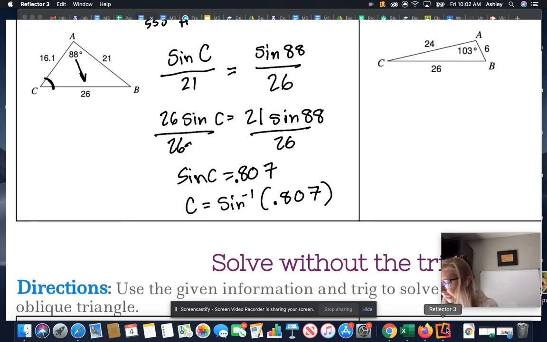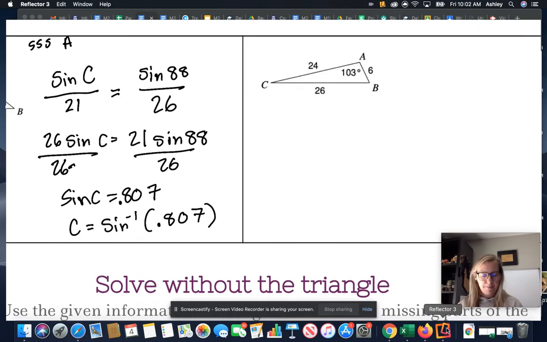So now I'm going to do second sine, or sine to the negative 1 of my answer, storing those values in your calculator to the best of your ability. And we get that angle C is about 53.8 degrees. Now this one's really easy to solve for B, right? You can simply take your 180, subtract your 88, subtract your 53.8, and you've solved for angle B.